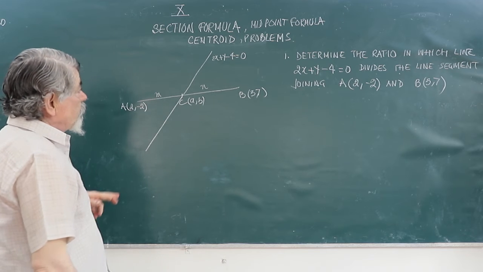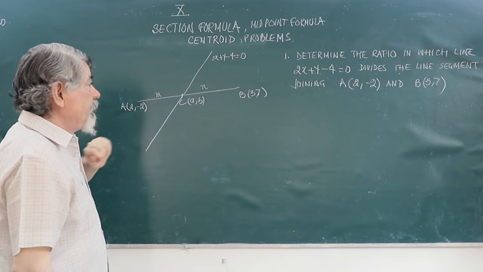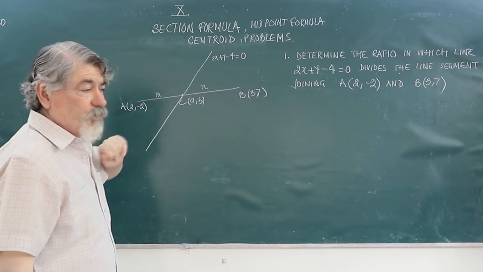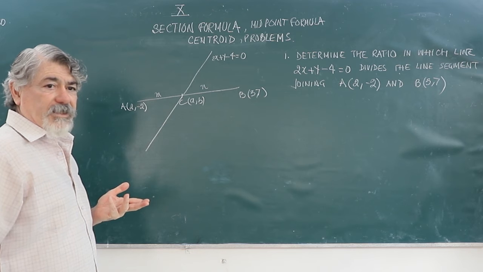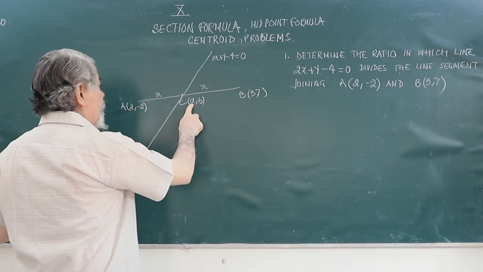Now what are we going to do? We don't know the coordinates of A and B. We don't know the ratio m is to n. So what are we going to do? Let us apply the section formula. What is the section formula?